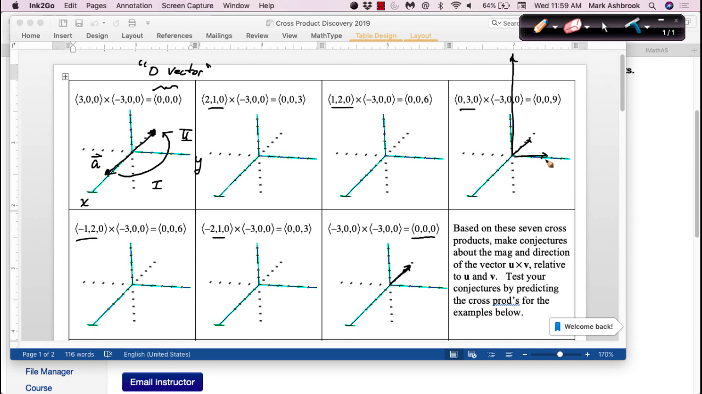What's the magnitude of this first vector? 3. Magnitude of this vector? The magnitude. 3, right? Magnitude is always positive, it's like the length. And what do we get for the magnitude of the final? 9. So where is that 9 coming from? This is to feel similar to what we've seen before with dot product. The 9 is coming from... Oh, 3 times 3, right? The product of the magnitudes, right?